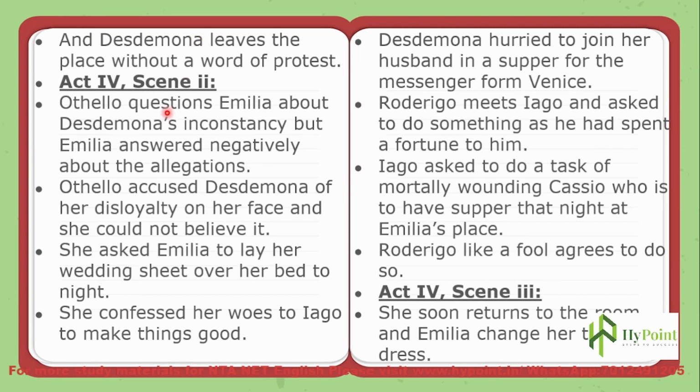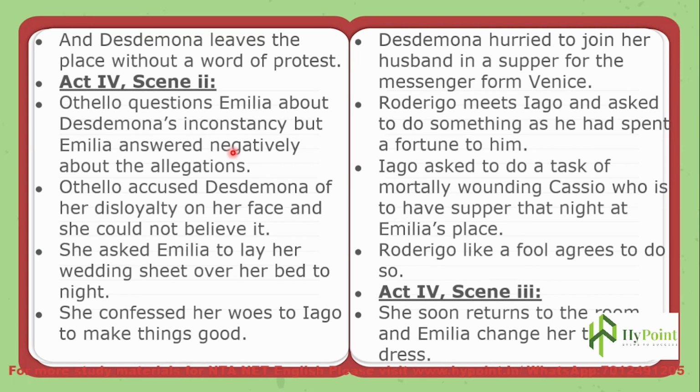Act 4, Scene 2. Othello questions Emilia about Desdemona's inconsistency, and Emilia answers negatively about all the allegations. Because Emilia is close to Desdemona, and even though Othello is infuriated and rude to Desdemona, he cannot believe she is capable of anything like that. Inside his mind, he does not actually believe that Desdemona could cheat on him. So Othello questions Emilia about any sort of cheating or disloyalty, but Emilia answered everything negatively: all these allegations are false and Desdemona is a pure lady.